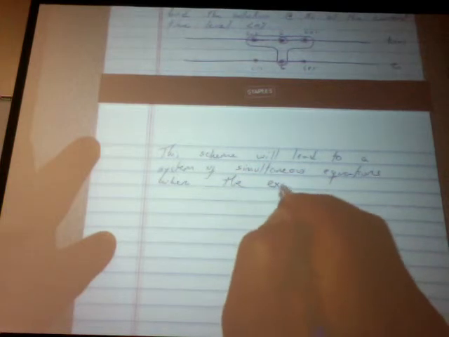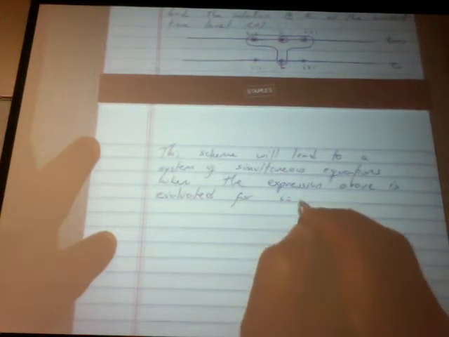All right, this scheme will lead to a system of simultaneous equations when the expression above is evaluated for i equals 1 to I minus 1 at the inner nodes. Again, the expression does not apply to the end nodes.